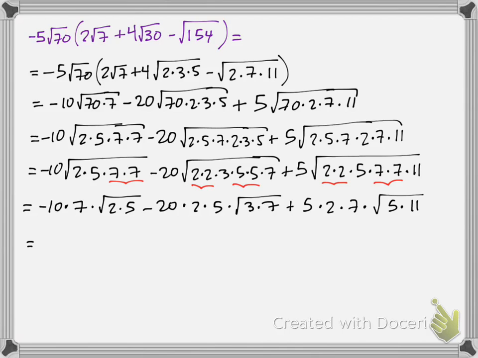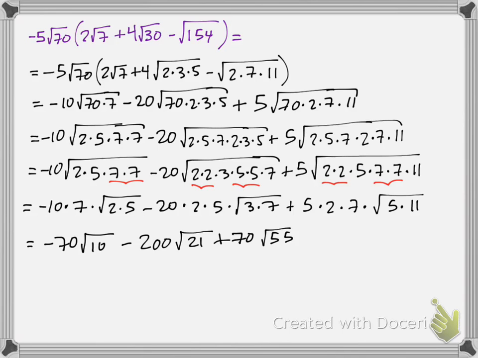So let's see. Minus 10 times 7, minus 70. And multiplying the square root of what? 10. Minus, it's going to be 200, right? Minus 20 times 2 times 5, 200 times 3 times 7 is 21, plus it's going to be 70, right? It's 5 times 2 times 7, 70, and inside 55, right? 55, 5 times 11.